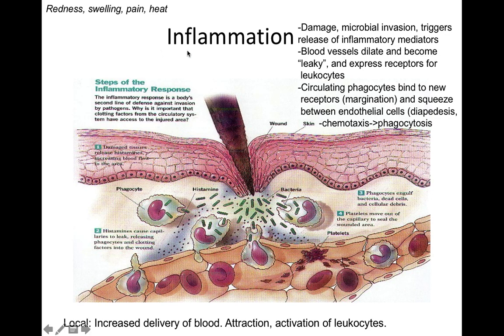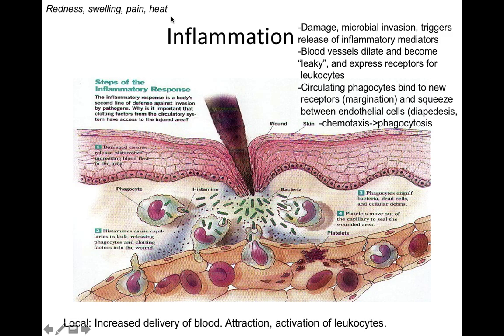So folks, inflammation is our response to any kind of damage. It doesn't have to be microbial. If we were in lecture, I would scratch my wrist with my fingernail, causing physical damage. And within minutes, we'd see some of the signs of inflammation. Some of the classic signs of inflammation are redness, swelling, pain, and heat.